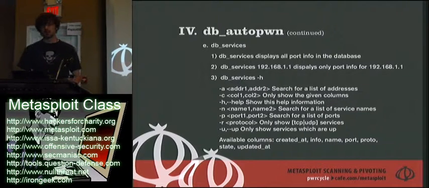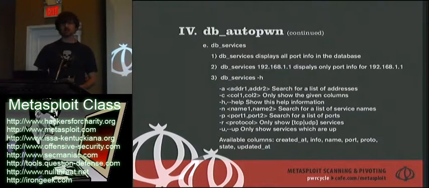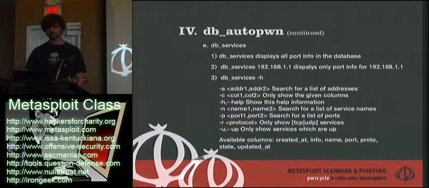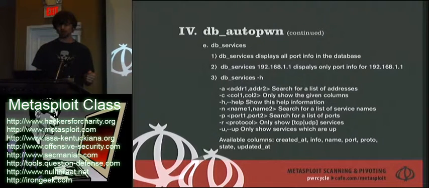db_services shows the ports that are open on the hosts that you scanned. So if I say db_services on this IP address, it's going to tell me the five, seven, or however many ports you have open. It's also going to tell you what vulnerabilities line up to the ports that are open, so if you have anything that's exploitable that you've already scanned.